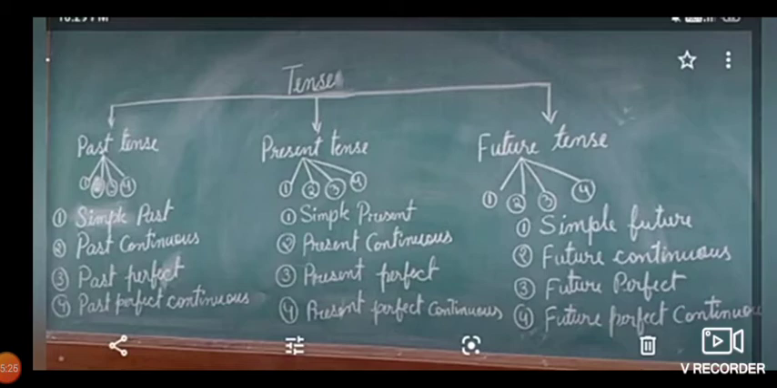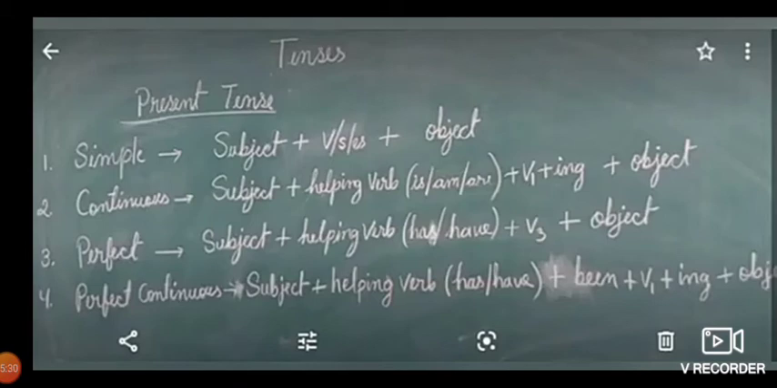Now let us talk about present tense. The formulas are given clearly on the board. You can see it. So simple present tense. First is your subject. Subject means the person doing the work. It can be I, you, we, Rahul, Seema, etc. Then plus verb and s or es. Sometimes s or es is added to the verb.